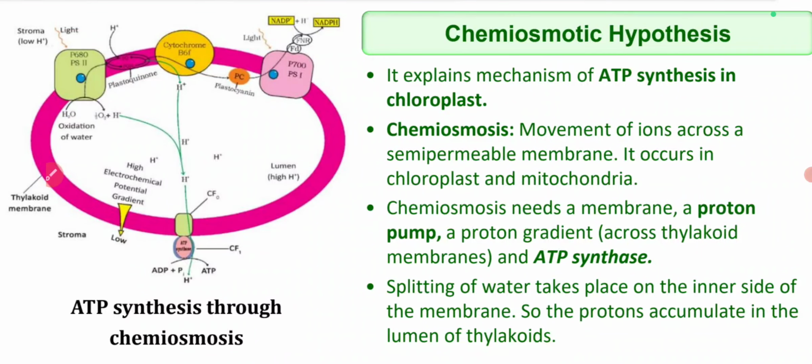Now, chemiosmotic hypothesis. It explains the mechanism of ATP synthesis in chloroplast. Chemiosmosis means movement of ions across a semi-permeable membrane. It occurs in chloroplast and mitochondria. Chemiosmosis needs a membrane, a proton pump, a proton gradient across thylakoid membranes and ATP synthesis. Splitting of water takes place on the inner side of the membrane, so the protons accumulate in the lumen of the thylakoid.